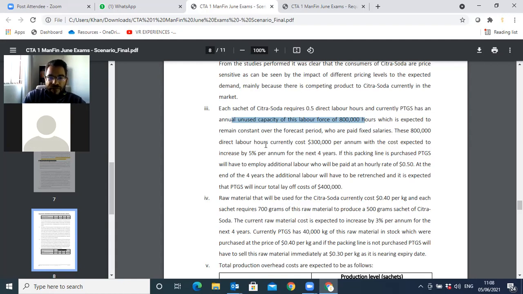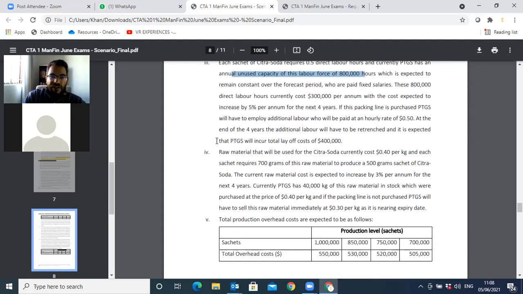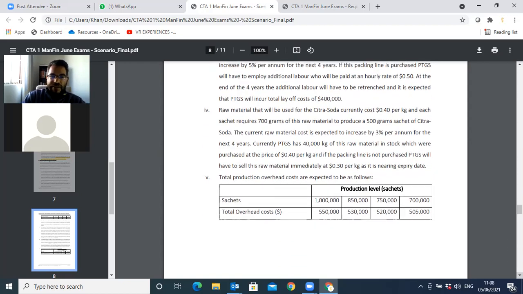What we will factor in is the additional labor that we will require, and we will factor in the 400,000. The only thing we're going to have to factor in for the fixed labor is the increase of 5%. Because we're currently paying 300,000, we may have to factor in the 5% increase.